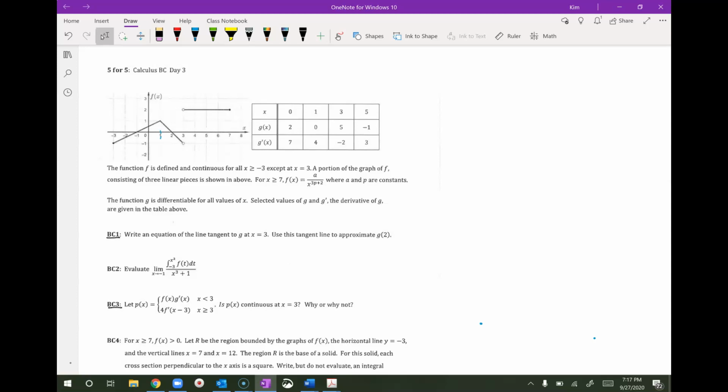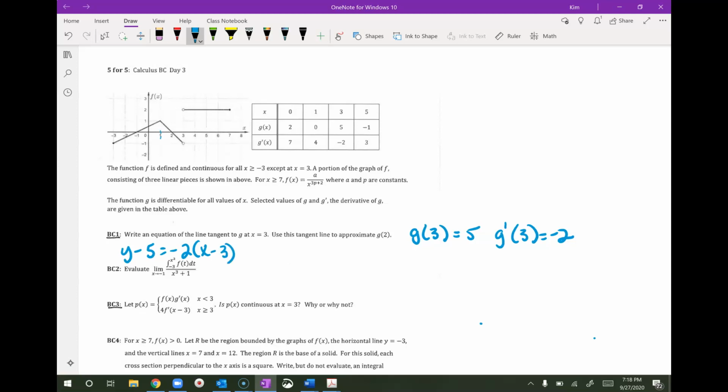So we've got f of x that is given to us on a graph, and g of x and g prime that is given to us in a chart. So BC1 says write an equation of the tangent line and use this line to approximate g of 2. So here we go. G of 3 looks like that's equal to 5, and g prime of 3 is equal to negative 2, and so our equation of our tangent line would be y minus 5 equals negative 2 times x minus 3.